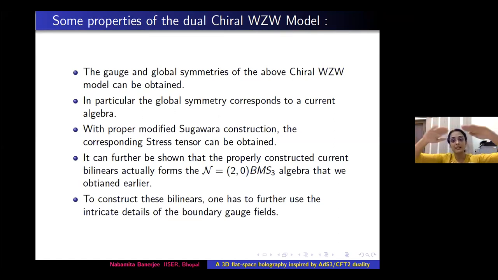For AdS3, when we were doing the AdS3/CFT2 duality, we saw that the boundary theory is a CFT2, which has the same symmetry as the asymptotic symmetry of AdS. Here also, this chiral Wess-Zumino model will have exactly N=(2,0) BMS. So it has exactly the same symmetry as the asymptotic symmetry of your bulk.